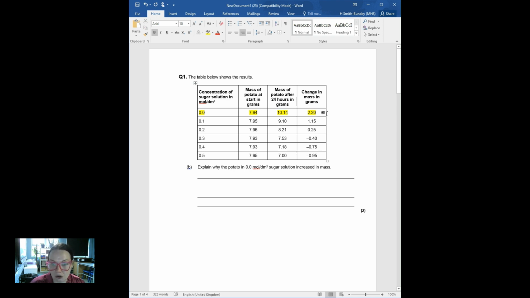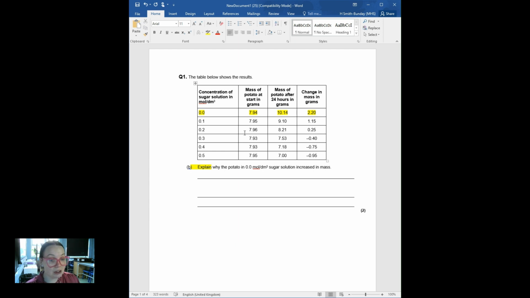This first table that you're looking at here says the table below shows the results. It's got concentration of sugar, mass of potato to start in grams, mass of the potato after 24 hours, and the change. So they've subtracted the start from the final to get an overall change. I can see this is about potatoes. I can see this is about osmosis. So this should be ringing alarm bells in our heads because it's about our osmosis required practical.